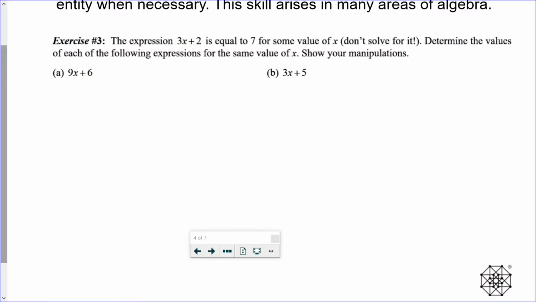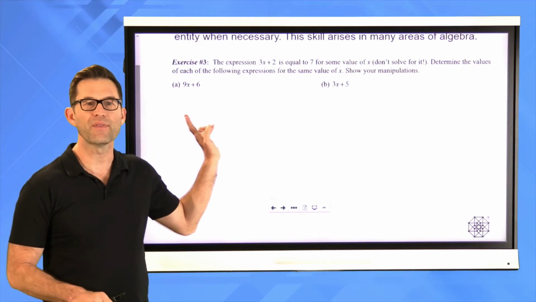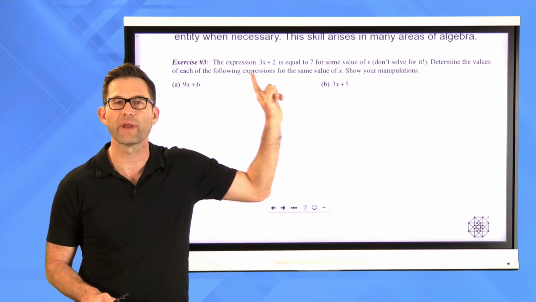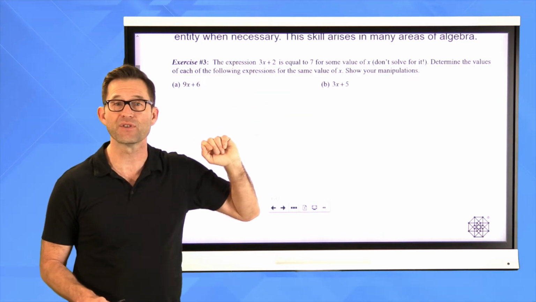Exercise number 3. The expression 3x plus 2 is equal to 7 for some value of x. Don't solve for it. We could solve for it, but it would be an ugly value of x, and that's not the point. So 3x plus 2 is equal to 7 for some value of x. Determine the values of each of the following expressions for the same value of x. Show your manipulations. In other words, I want to take the expression 9x plus 6, and I want to think about how it relates to 3x plus 2. How does 9x plus 6 relate to 3x plus 2?